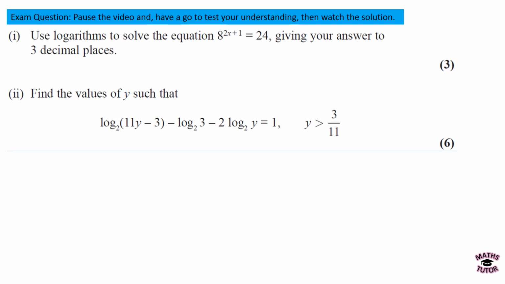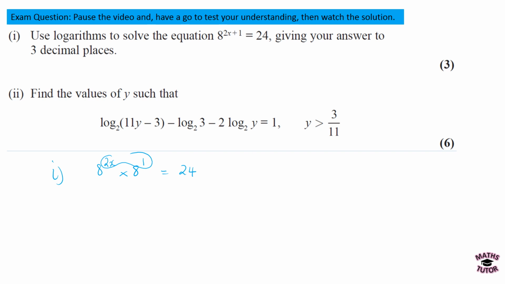Here's another exam question to have a go at. So part 1, using logarithms to solve this. You've got 8 to the 2x plus 1. Now instead of writing plus 1, we can times that by 8 to the 1, and then that would cause you to add those indices, 2x plus 1, to give you that single power is equal to 24.